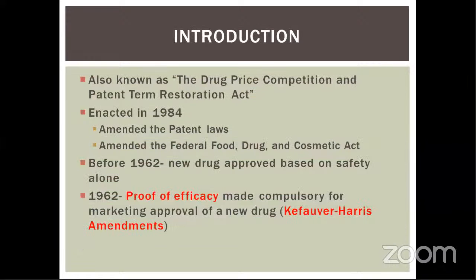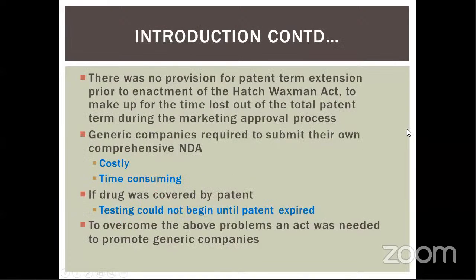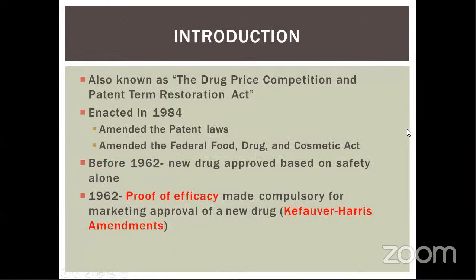Now, for example, one drug that is discovered today, when it will come into the market, how much time will it take? Today, one drug is discovered, a new drug entity. When will it come into the market, how much time is required?